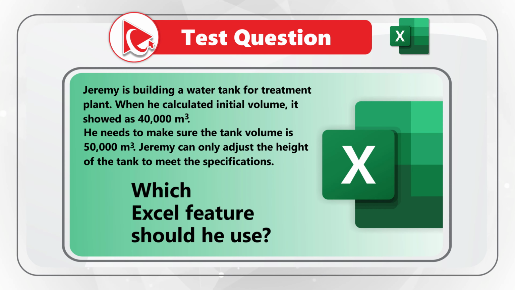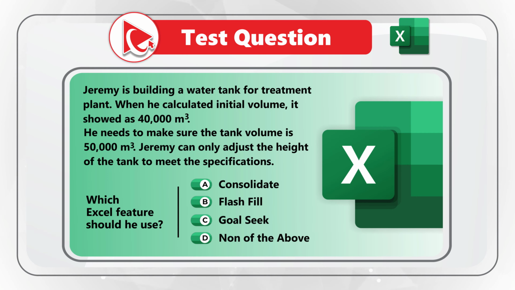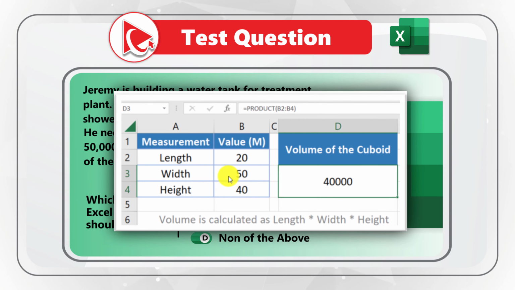And you're presented with a list of 4 choices. Choice A, consolidate. Choice B, flash fill. Choice C, goal seek. And then choice D, none of the above. Take a close look at the snapshot provided with this question. You're presented with measurements of length, width, and height. And there's also information that volume is calculated as length multiplied by width multiplied by height. And then volume in the cell D3 is calculated as the product of range B2 through B4.